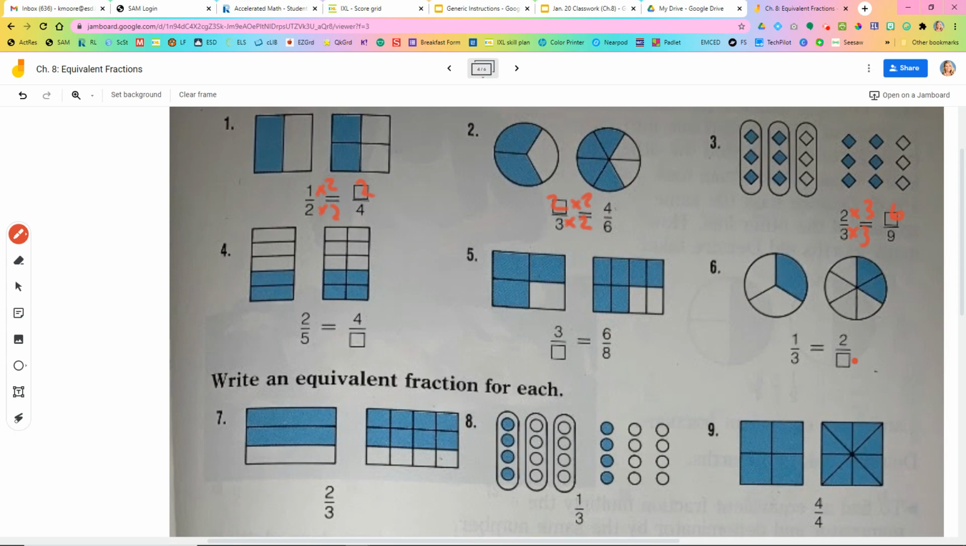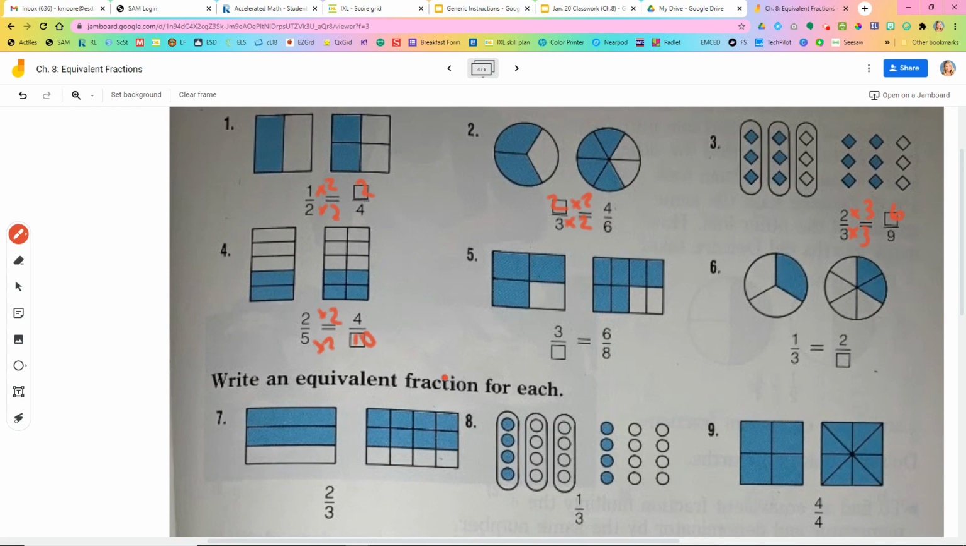If you wanted to pause it here to see if you understood the last 3 that we're going to do together, you could. So let's take a look. How can 2 change to 4? 2 times 2. So 5 times 2 is 10.